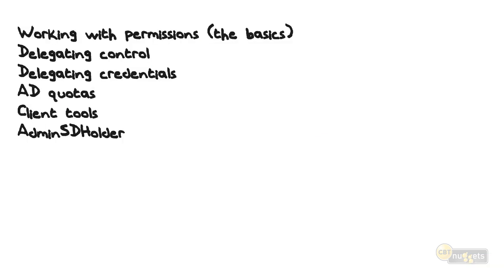So I think we've covered everything we needed to. We looked at the basics of working with permissions, talked about delegating control using the Delegation of Control Wizard, or just manually putting in permissions if that's what you want to do, how to configure Kerberos delegation. We did talk about Active Directory quotas, getting those client tools deployed, and the AdminSDHolder role.